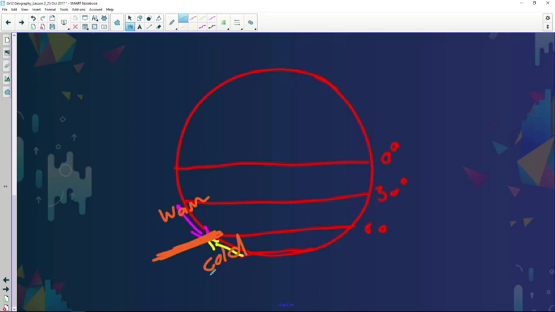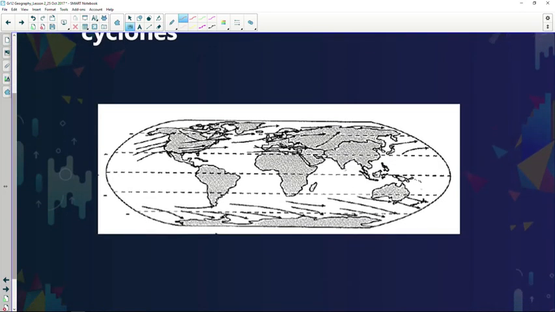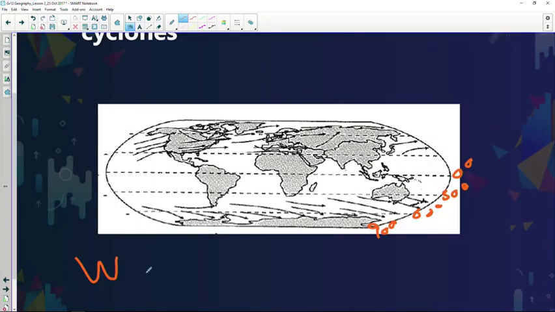Now, if you look at the next diagram, this is the mid-latitudes. Let's fill this in. 0 degrees, 50 degrees, 60 degrees, and obviously 90 degrees. So as you can see, the formation, where does it take place? Now, very importantly, the system moves from west to east. As you can see, look at the arrows.